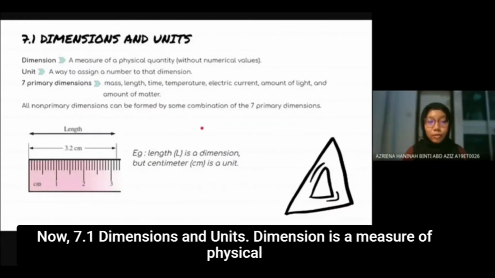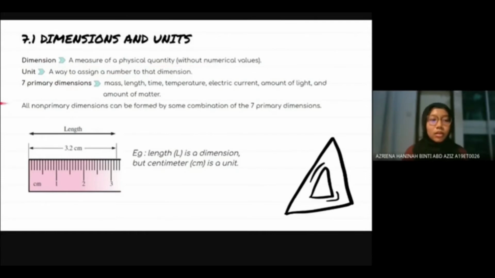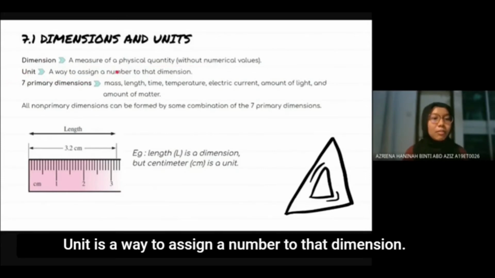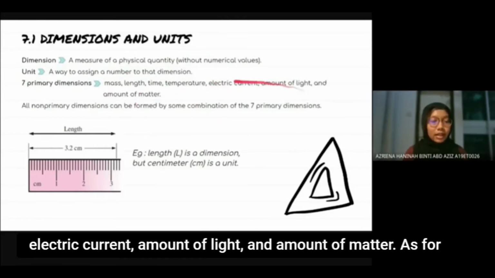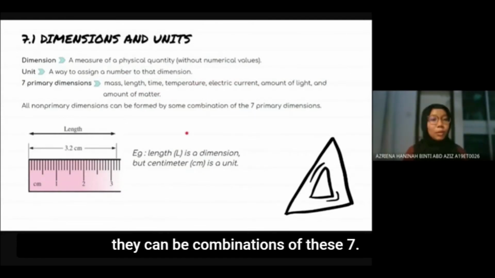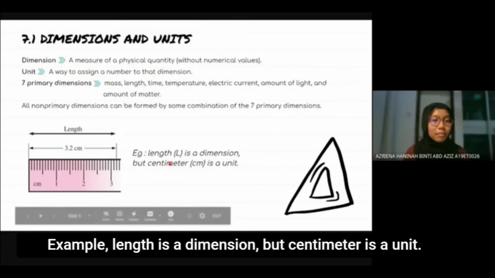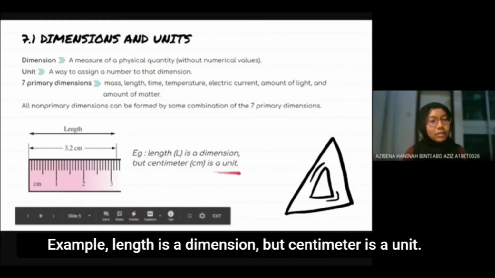Now, 7.1 Dimensions and Units. Dimension is a measure of a physical quantity without numerical values. Unit is a way to assign a number to that dimension. There are 7 primary dimensions: mass, length, time, temperature, electric current, amount of light, and amount of matter. As for non-primary dimensions, they can be combinations of the 7 primary dimensions. For example, length is a dimension, but centimeter is a unit.